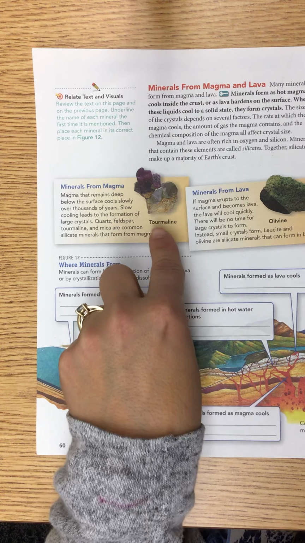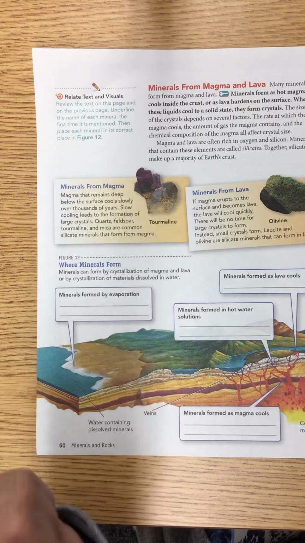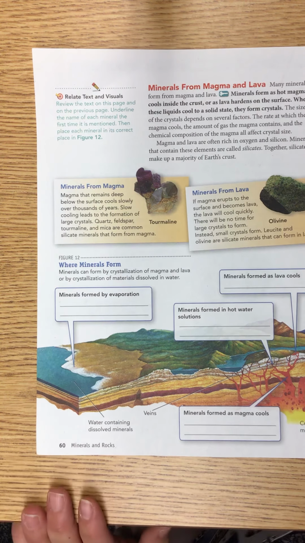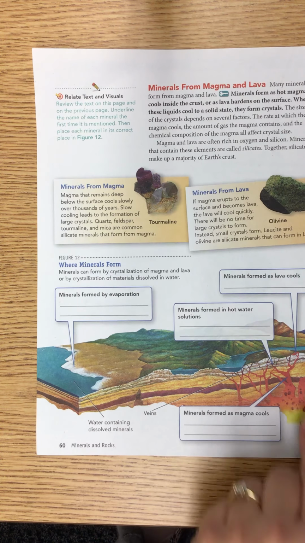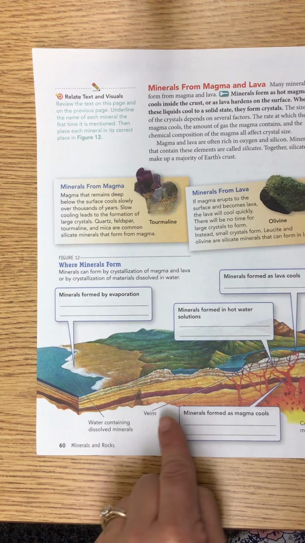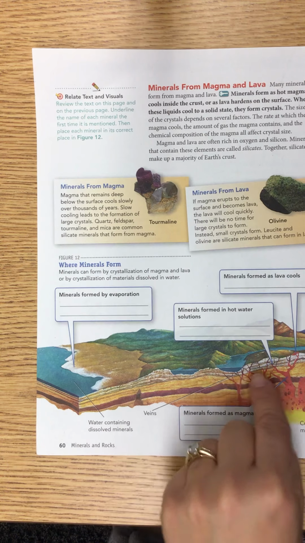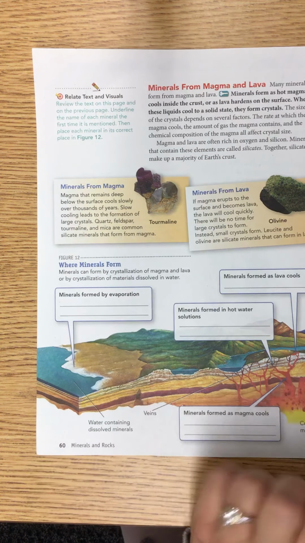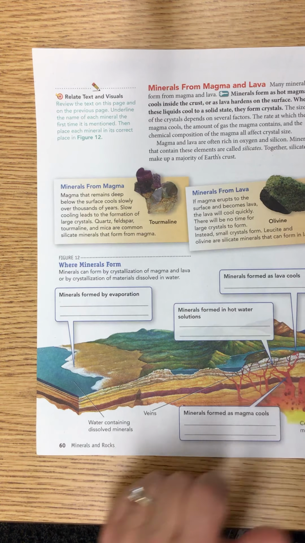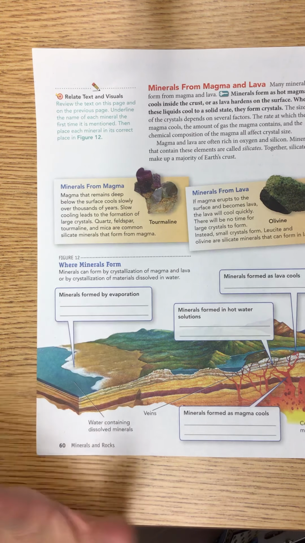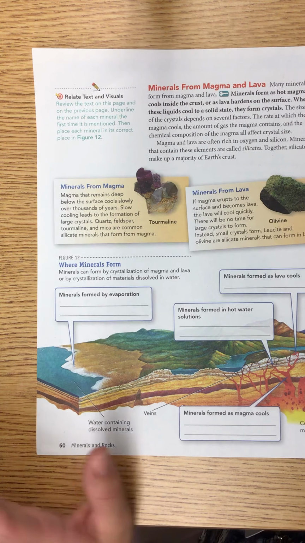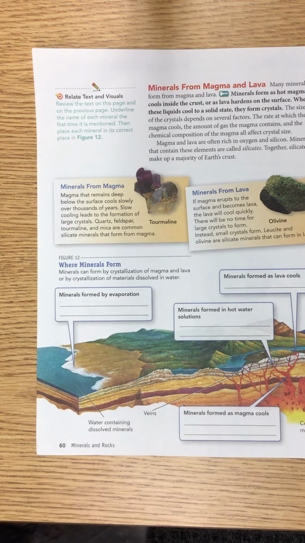So if it's underground, it's slowly cooling, making very cool rocks and minerals. This one is on top, it cooled fast. In this picture, it's showing you that there's cool magma and lava under here. We have the veins right here that is saying that it kind of spreads throughout. Minerals formed in hot water solution, minerals formed in lava cool, and then minerals formed by evaporation on the coastline here. So you can continue looking at that picture if you would like.